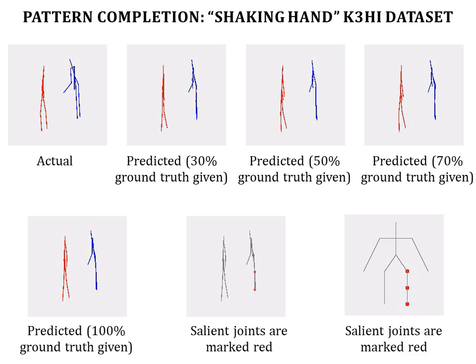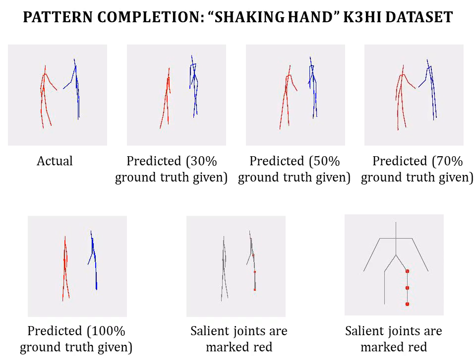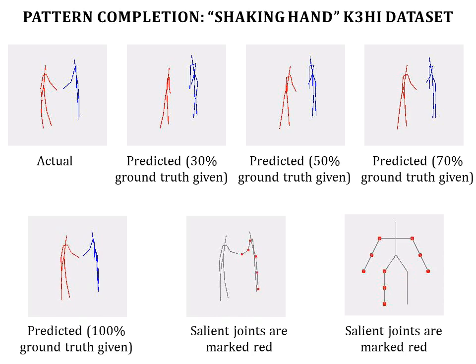Here are some of our pattern completion results from our model. This is the actual video of handshaking from the K3HI dataset. This is the predicted video from 30% of the ground truth given. So, 30% of the observation has been seen. This was 50%, 70%, 100%, and when the skeleton joints are being observed, they are marked with red dots. So, as you can see, a variable number of skeleton joints are being observed. Of course, when 100% of the ground truth is shown, the prediction is almost accurate.